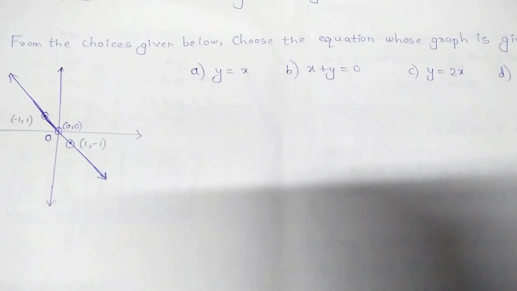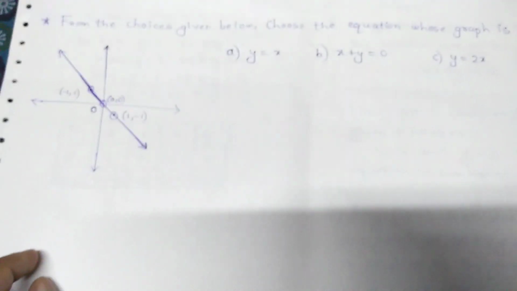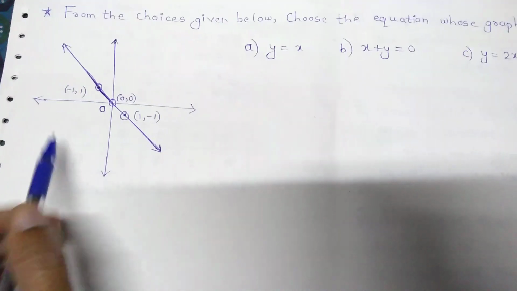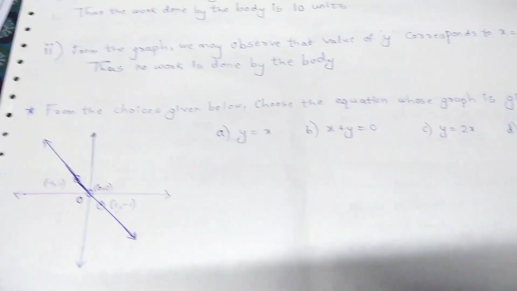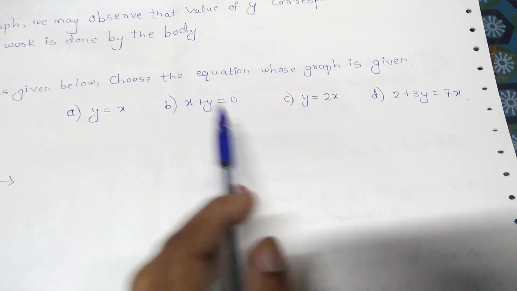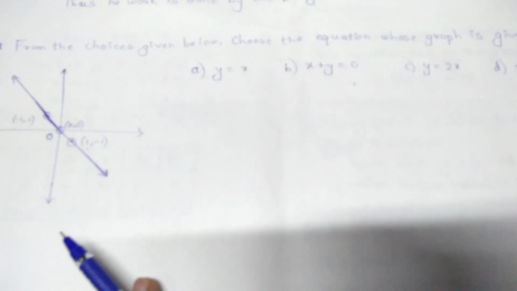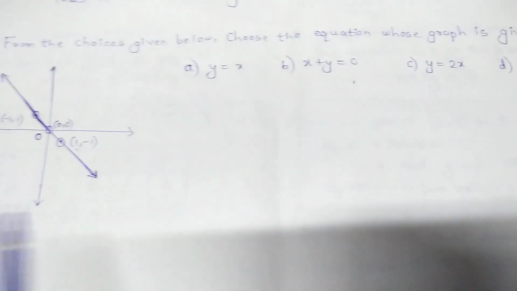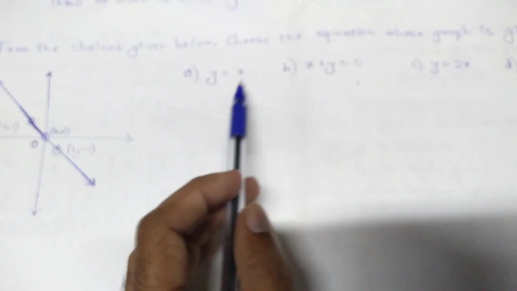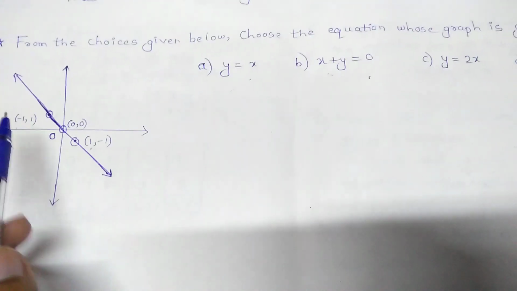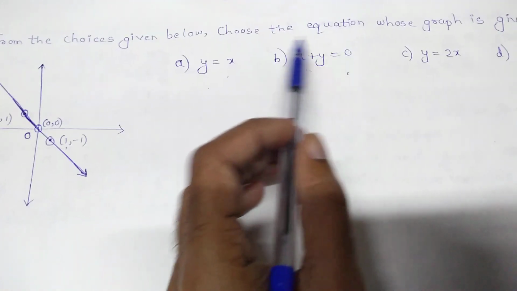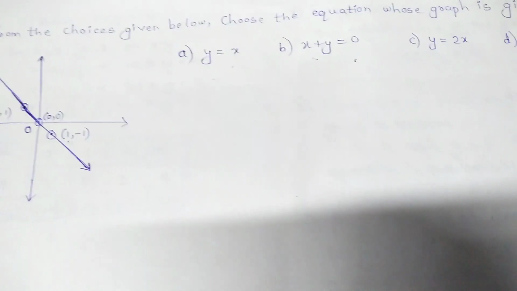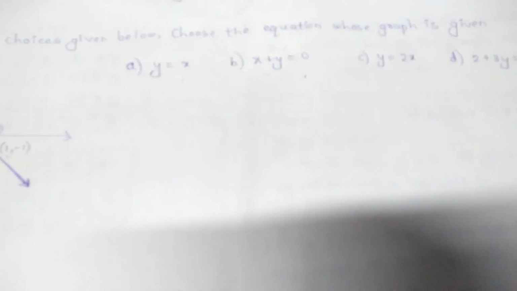From the choices given below, choose the equation whose graph is given. So they have given you a graph with coordinates, that is (0, 0), (-1, 1) and (1, -1). Now we have to identify, and they have given 4 different equations, which of these equations is the graph. So basically you have to find which of these equations satisfies this particular graph. So how do you find that?